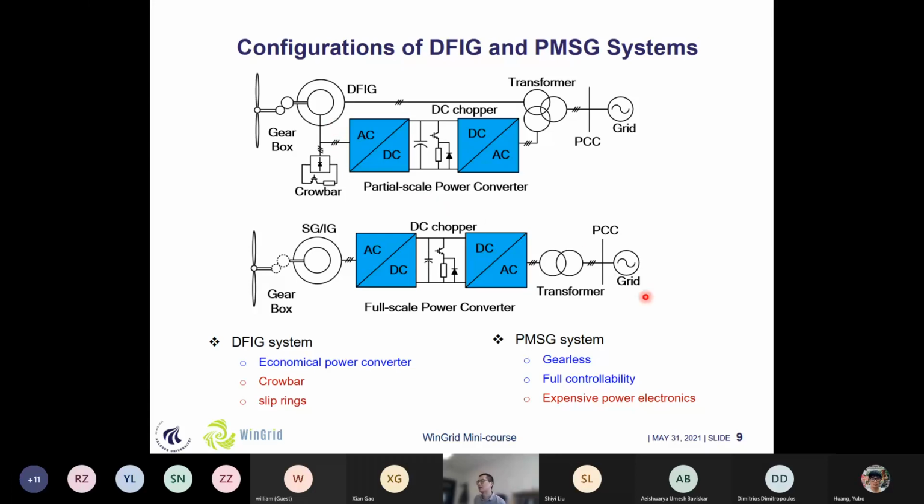And if we take a look at the PMSG systems, we can see that there are 2 key advantages for this configuration. The first one is that we can eliminate the fragile gearbox. Another thing is that since the back-to-back power converter is fully decoupled, we can have more controllability over the power converters in case of grid faults, for example. But the rating of this back-to-back power converter is much higher compared to the partial scale power converter, so from the cost perspective, the full-scale power converter becomes more expensive.